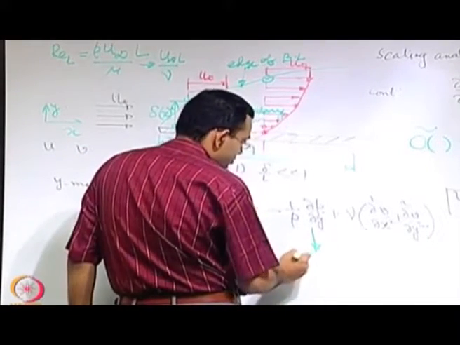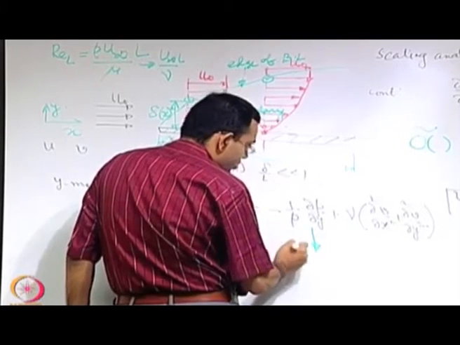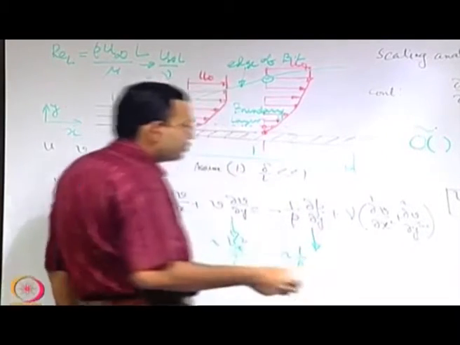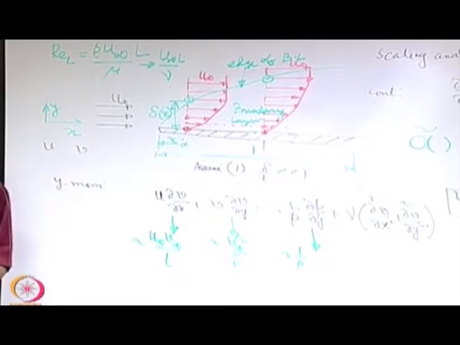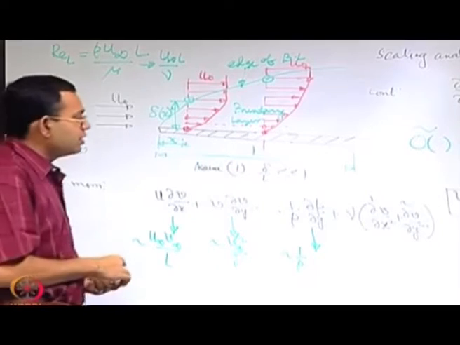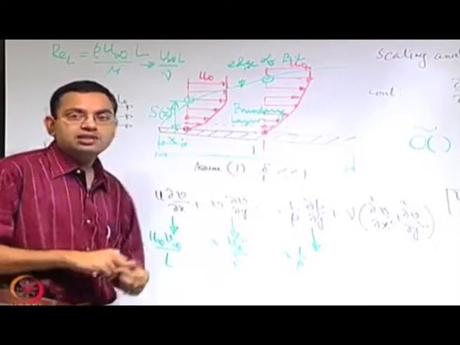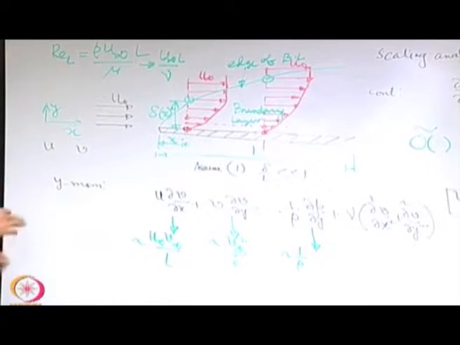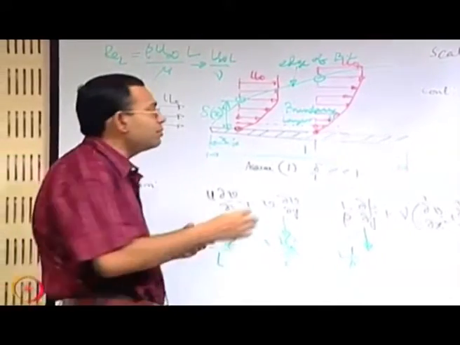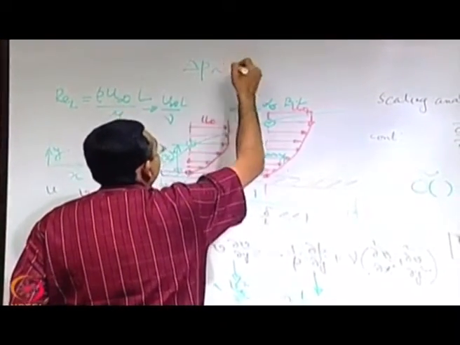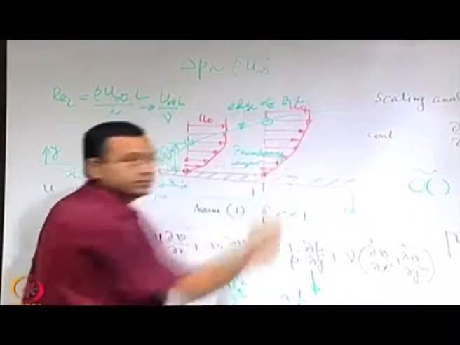This one, 1 by rho, is some pressure scale by some length scale. So, the question is what is the appropriate pressure scale, that we do not know. By a lot of experiments it was understood that in such cases where delta by L is much less than 1, the pressure scale is governed by the kinetic energy scale. That is almost like an inviscid flow. So, if we call the pressure scale delta P, then delta P is of the order of rho into u infinity square.